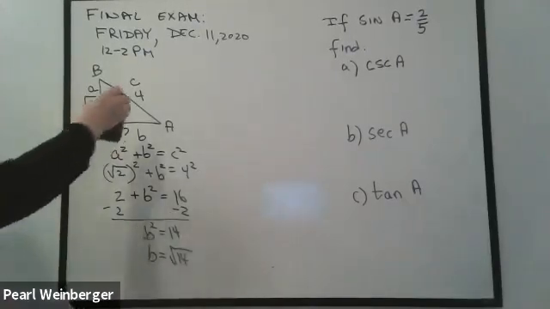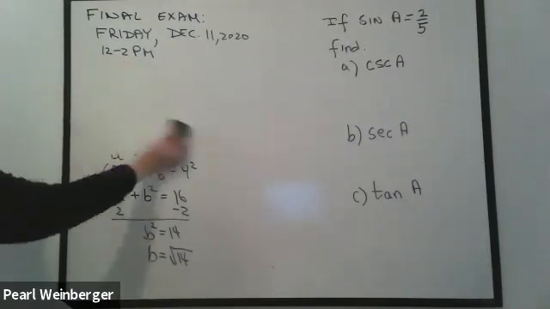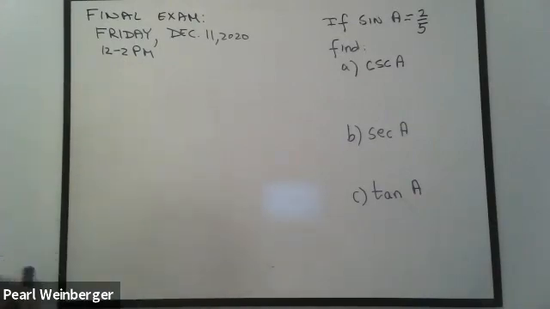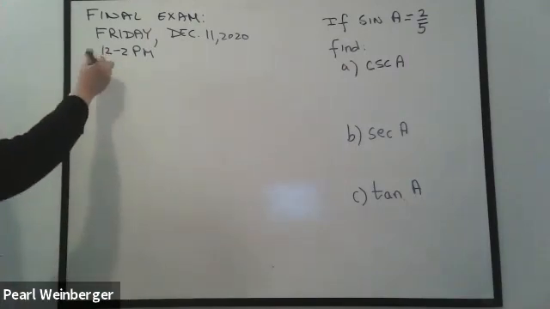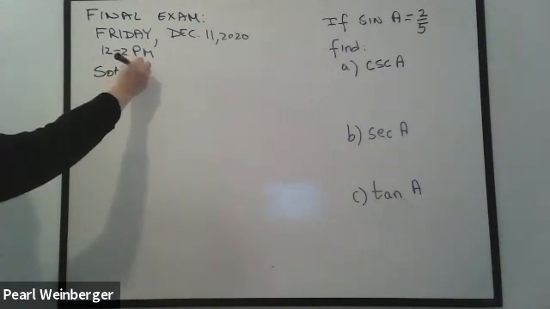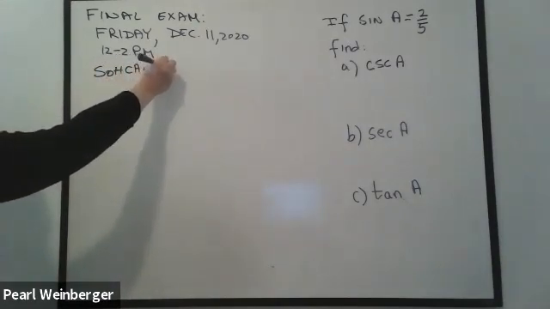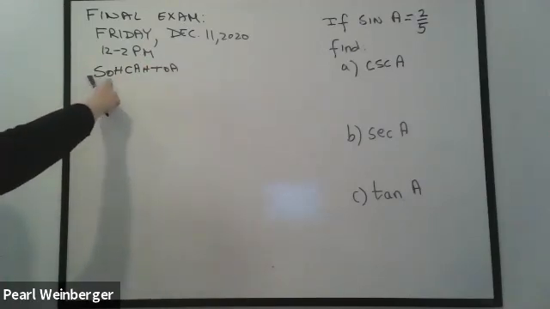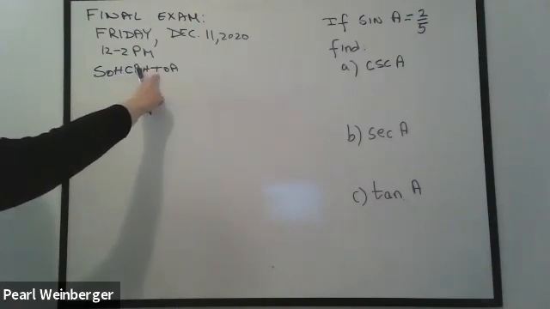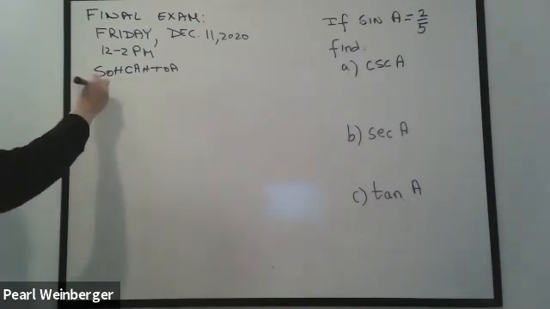Okay, I'm going to erase this. And before I do anything, I'm going to remind you of our trigonometric rule or memorization that helps us remember what each of these are. So, sine is opposite over hypotenuse, cosine is adjacent over hypotenuse, tangent is opposite over adjacent.